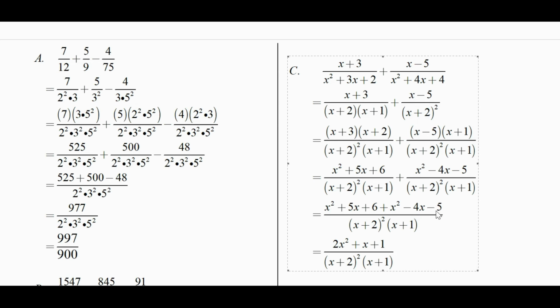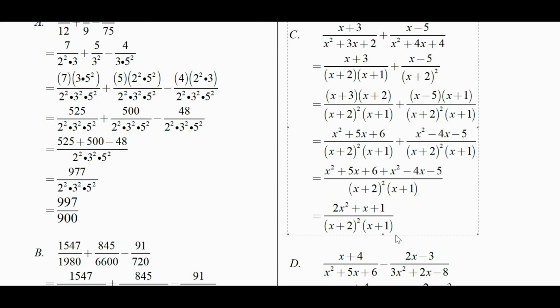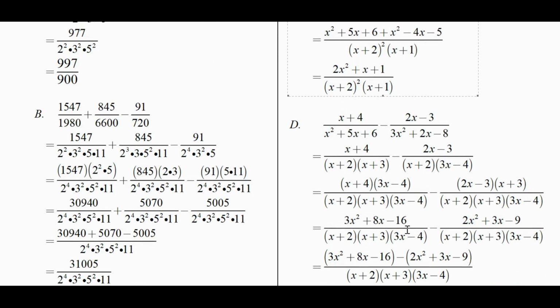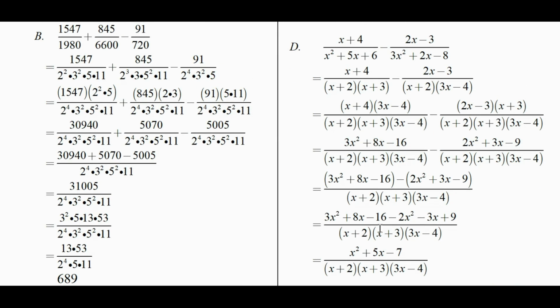Rewrite as one fraction with that same denominator and just add the numerators together. Combine like terms here, x squared plus x squared is 2x squared, 5x minus 4x is x, and 6 minus 5 is 1. And then we see if we can factor that out and then cancel. That one doesn't factor very nicely, at least not into integer coefficients, and so there's a good version for the final answer. This next one is similar.